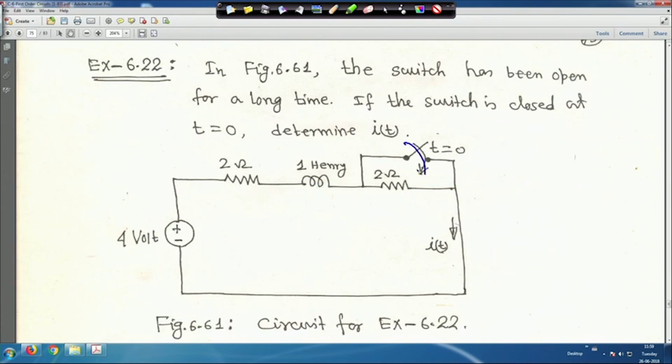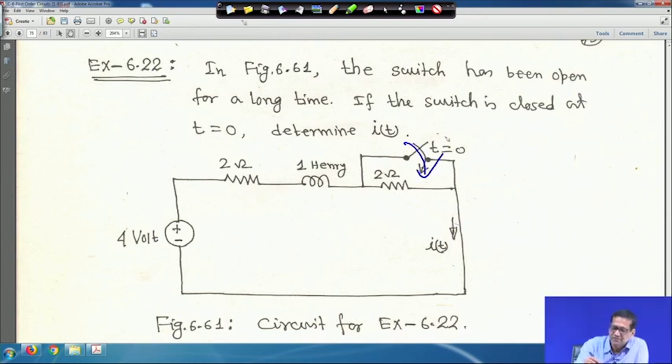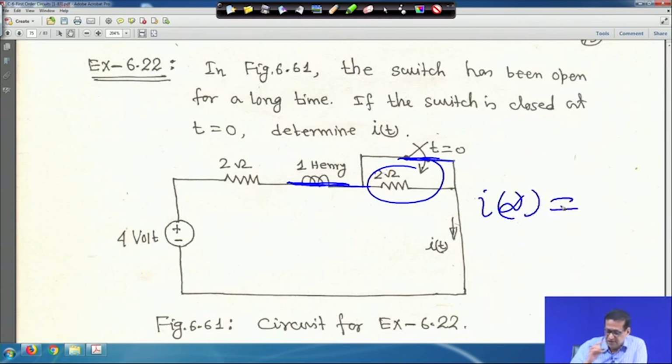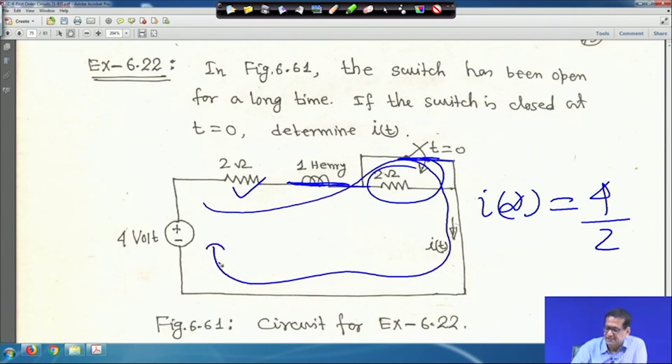Now, this switch is closed, which means this branch is inactive, it is shorted. Suppose the circuit has reached a steady state. So, the inductor acts as a short circuit, and my I infinity will be 4 divided by 2, because only the 2 ohm resistance is active, as the current path will be like this. This part is not there because it is short circuited. So, it will be 2 ampere, that is my steady state value, I infinity.